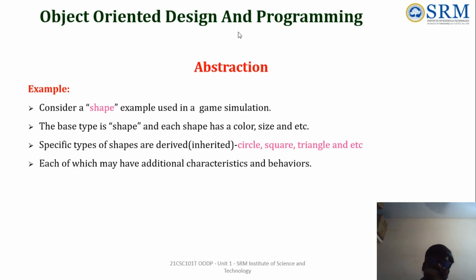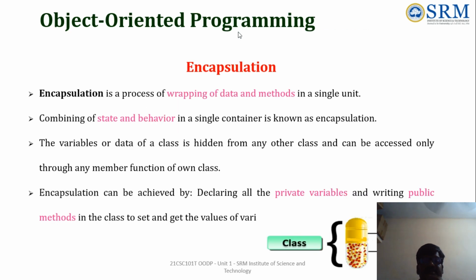Let's see an example at the end of the slide. The next topic is encapsulation. Encapsulation means, as I said in the beginning, a wrapping up of data and methods together. You can see in the right bottom, we have a capsule in which the chemical compositions or medicines are enclosed together in a single capsule, right? From a programming point of view, we call those variables and methods together a class. In another way, I can say the state and behavior of a single container is known as encapsulation.